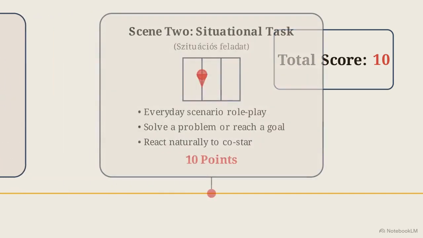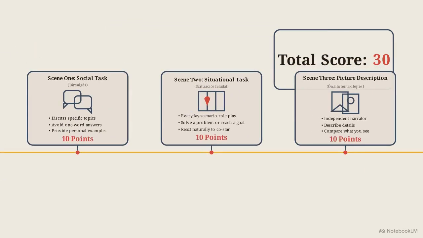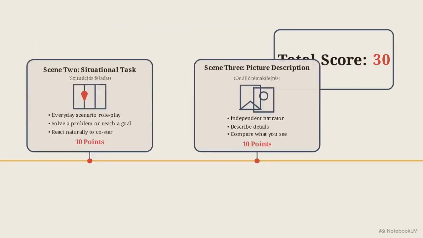Scene 2 moves into the situational task. This is a role play where you and the examiner act out an everyday scenario, like planning a trip or ordering food. Success here depends on your ability to react to what your co-star says. In Scene 3, the picture description, you take the lead as an independent narrator. You'll be given 2 different images to look at, and your job is to describe the details and compare what you see. Each of these 3 scenes is worth 10 points.